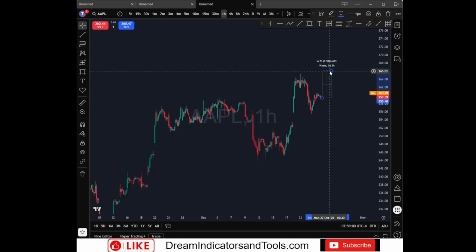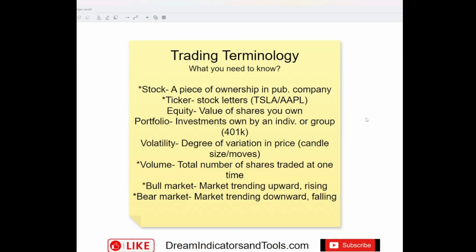So if you hold and then you decide to sell it here, that would mean that you would have made $6.73 off of your purchase, and your equity at the time would have been $259 if you bought one share of Apple, for example. That would be, as mentioned, your equity, what the value of all your shares are. Now, if you had 100 of those, then of course the value would be $2,500.